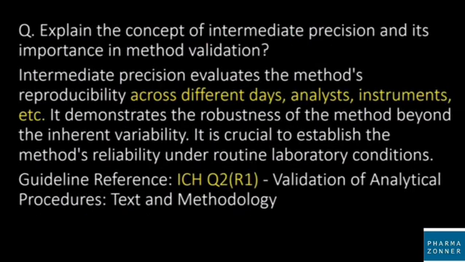Explain the concept of intermediate precision and its importance in method validation. Answer is intermediate precision evaluates the method's reproducibility across different days, analysts, instruments, etc. It demonstrates the robustness of method beyond the inherent variability. It is crucial or important to establish the method's reliability under routine laboratory conditions. Guideline reference ICH Q2.